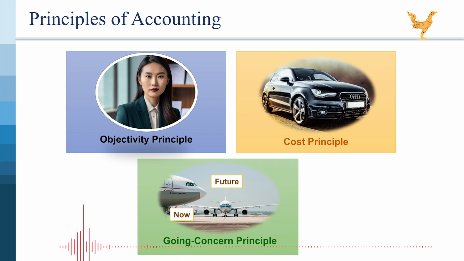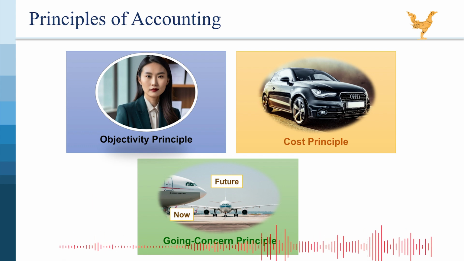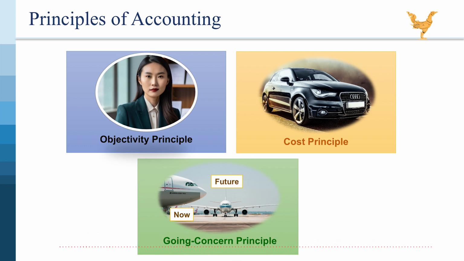3. Going concern principle. What it means: accountants assume that a business will continue to operate in the foreseeable future. Why it matters: this principle influences how assets and liabilities are valued and reported. Example: a company invests in a new machine with a 10-year lifespan. Because of the going concern principle, they can depreciate, or spread out the cost of that machine over its useful life. If they assumed they were going out of business next year, they'd have to account for the entire cost immediately.